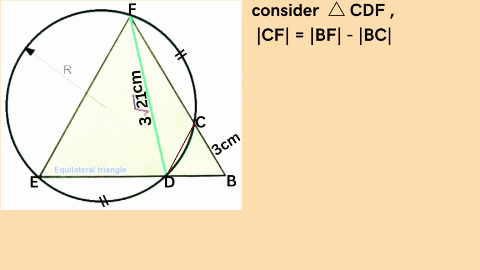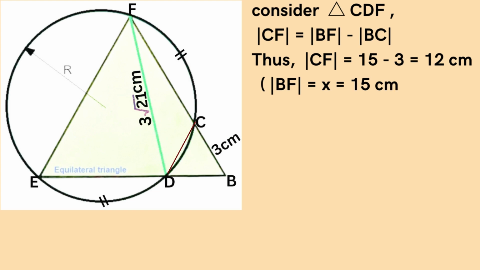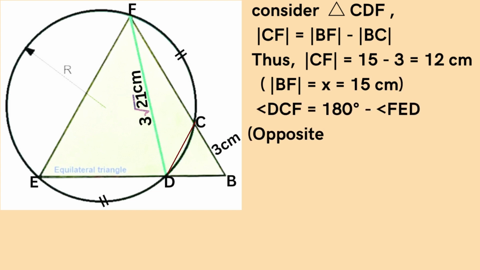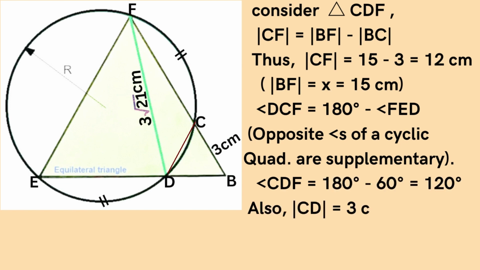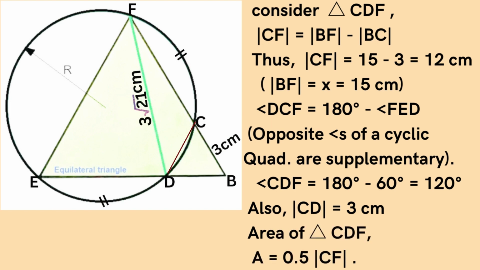Consider triangle CDF and solve for line CF, which equals 12 centimeters. Angle DCF equals 180 degrees minus 60 degrees, which equals 120 degrees. The area of triangle CDF, given as A, equals the product of 0.5, line CF, line CD, and sine of angle C.